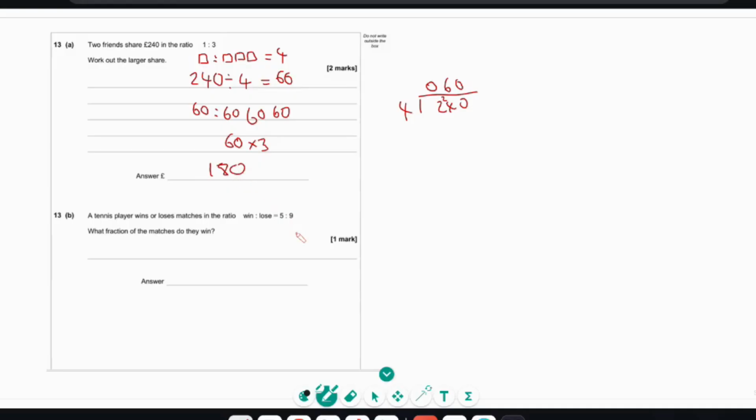180. A tennis player wins or loses matches in the ratio 5 to 9. You've got 5 parts here, 9 parts here. How many parts are there in total? There's 14 parts in total. What fraction of matches do they win? So it's 5 over 14.